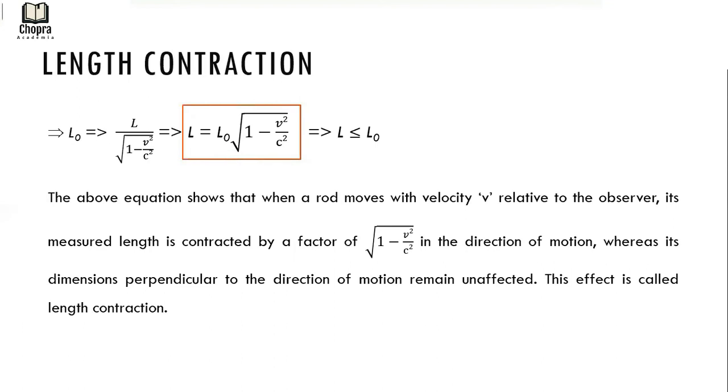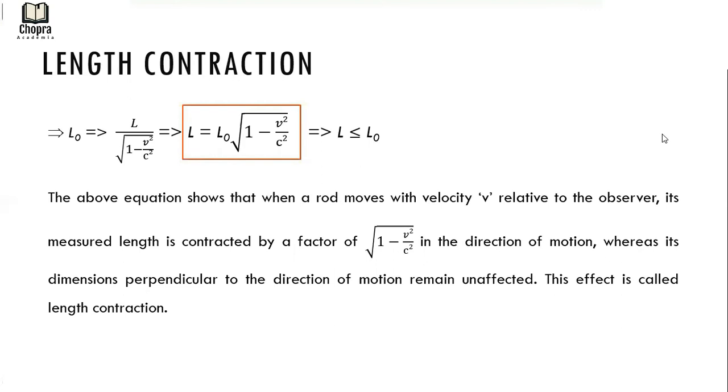So only in the direction of the motion, as it was seen in the Lorentz-Fitzgerald contraction hypothesis also, that only in the direction of the motion the length contraction is visible. This effect is called length contraction. So this effect is visible for the observer, which is at rest in the inertial frame S.